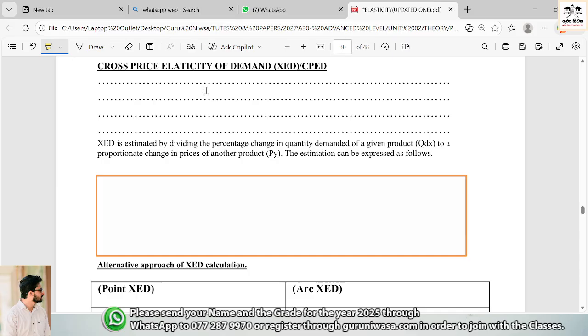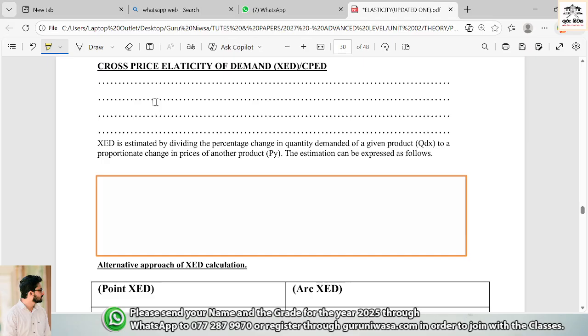Cross price elasticity of demand, XED. Yes, it measures the responsiveness of quantity demanded. I'm talking about cross price elasticity of demand. It measures the responsiveness of quantity demanded to a change in prices of other goods, not the price of the good under consideration, and not a change in buyer's income. Here we are talking about the relationship between quantity demanded and PY.